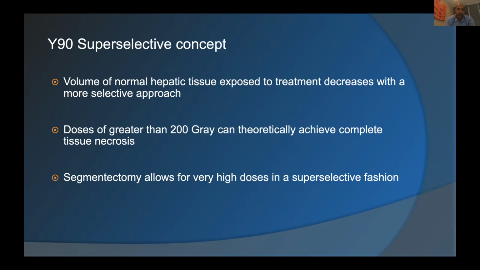So that makes sense. If you can increase the dose, instead of, let's say, 120 gray to higher than 200 gray, or even 400 gray, or even 1,000 gray, you can theoretically achieve complete response by essentially annihilating everything in front of your microcatheter. So when you combine these two concepts, a small volume of tissue and an accelerated dose, you can essentially do what's called a Y90 radiation segmentectomy.